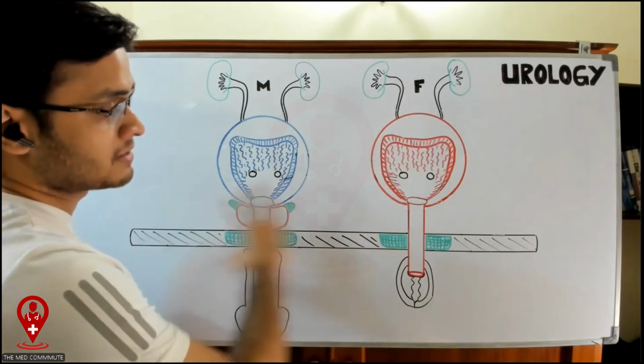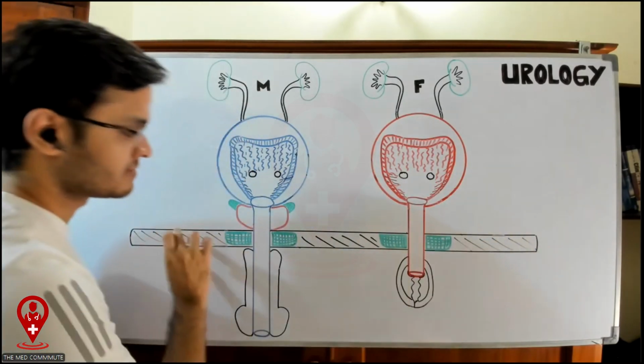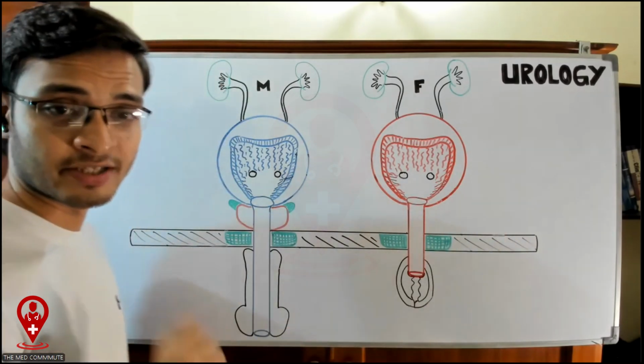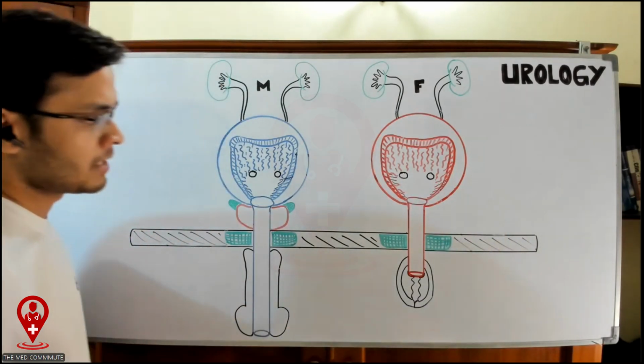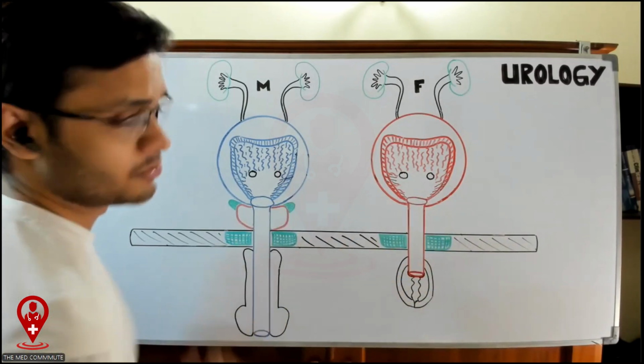And then we have some other structures. This black bar here, this is what we call the urogenital diaphragm. We'll take a look at that as well. Here we have the urethra, the male and the female urethra.